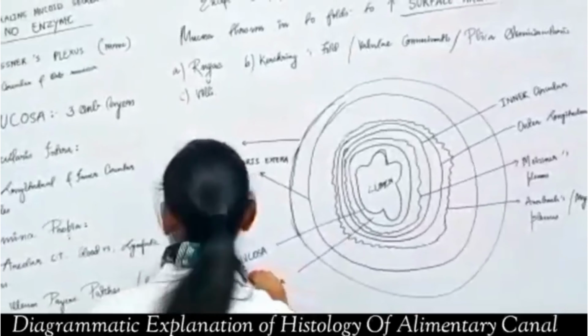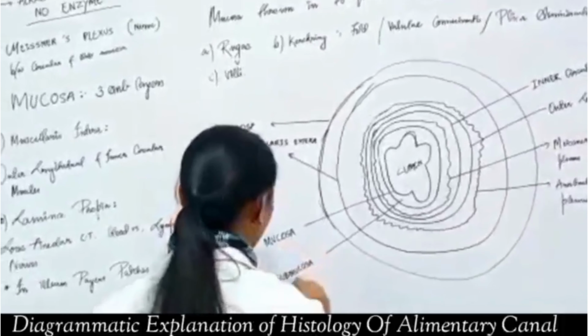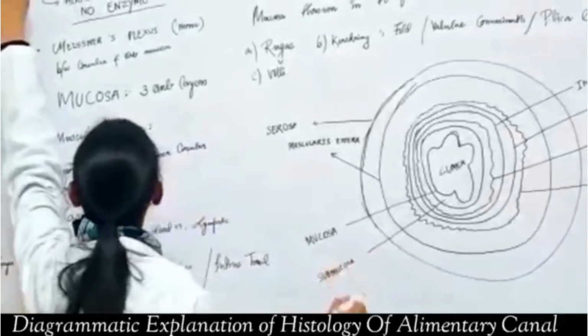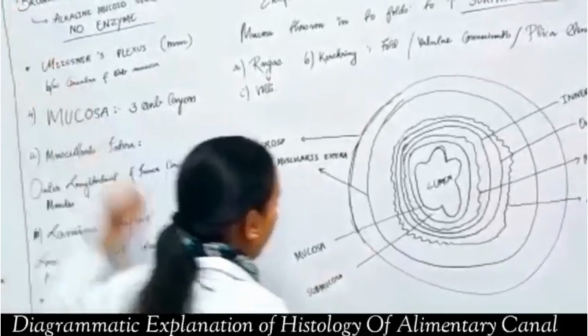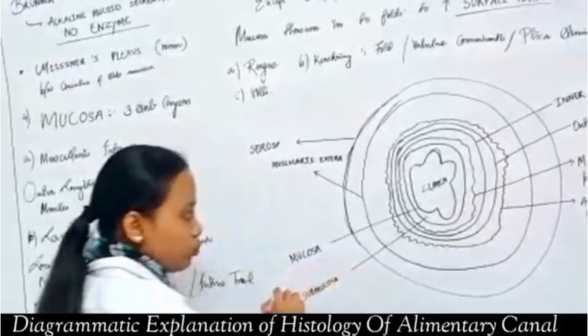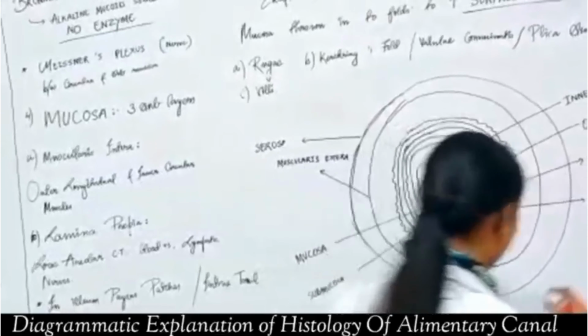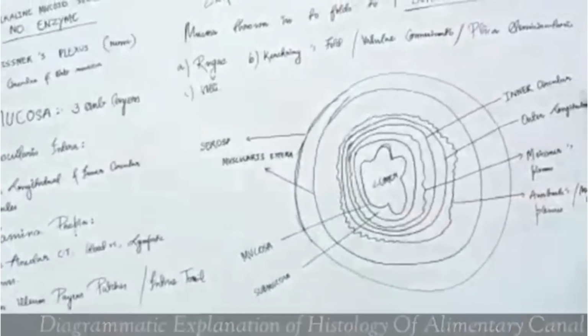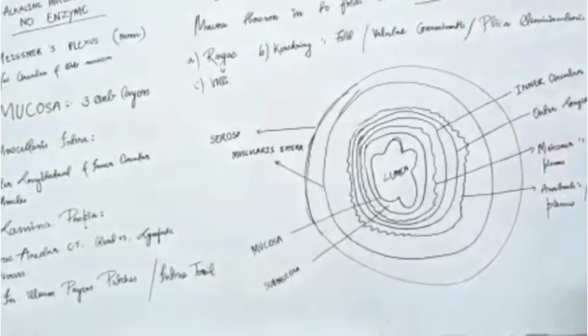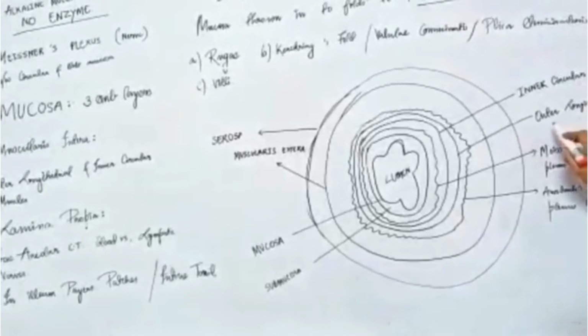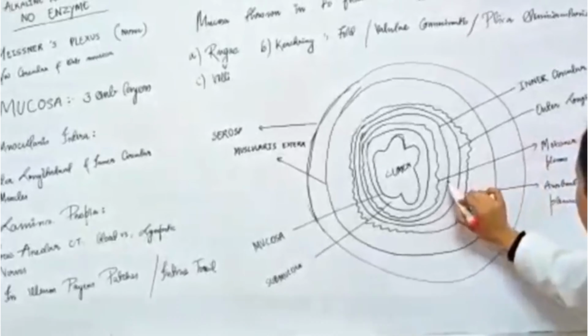Then we have the submucosa, which is the third layer of the stomach. And then we have the mucosa, the innermost layer. Between these we see the inner circular and outer longitudinal muscle. In between these we have the myenteric plexus and Auerbach's plexus.